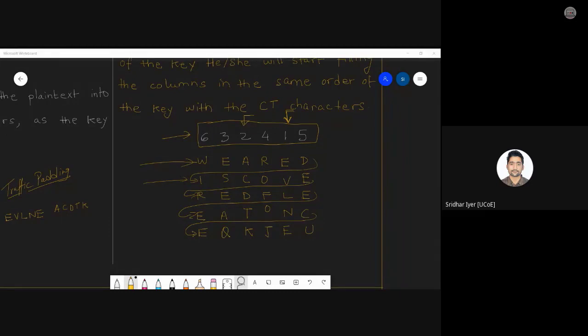So the very crucial point over here is you have to calculate the length of the ciphertext. Once you get the length of the ciphertext, divide that by the length of the key, and you will get how many characters or alphabets must be present in each column.